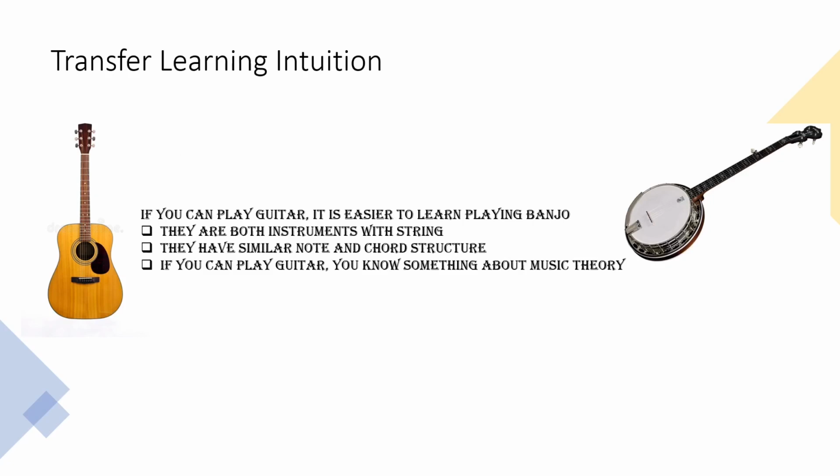So what is transfer learning actually? If you can play guitar, it's usually easier to learn playing banjo because they're both instruments with strings. They have similar note and chord structure, and if you can play the guitar, then you know something about music theory. So basically the idea behind transfer learning is if you can do something, that means it's easier to do something else that's almost similar to that task.